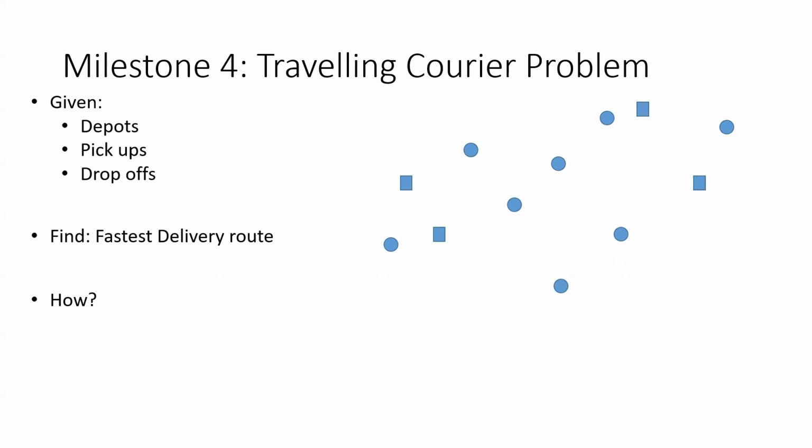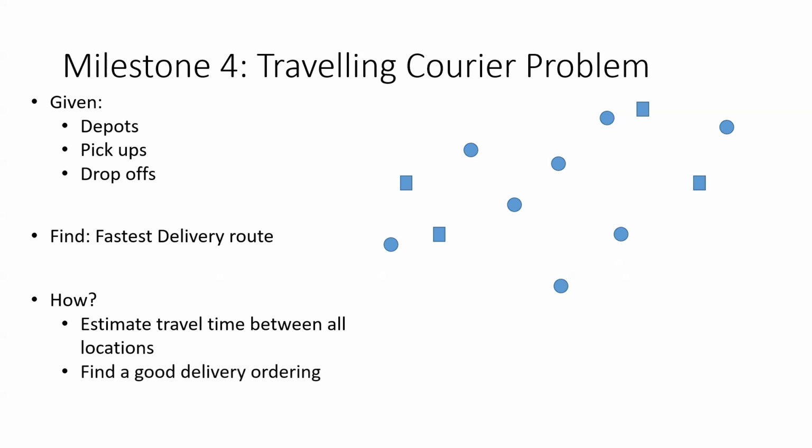This problem can be divided into, first, you'll need to estimate the travel time between all of the locations, all of the depots of interest. You will need to then find a good delivery ordering. And finally, return the final tour. Finding a good delivery ordering can be done with a lot of algorithms covered in lectures. So I will not be covering those in this tutorial.